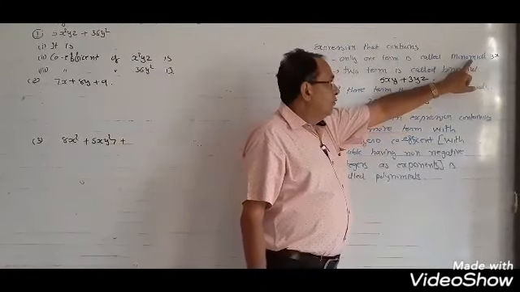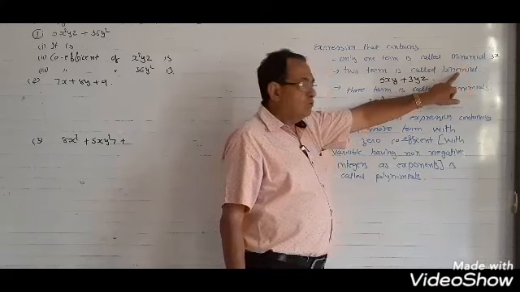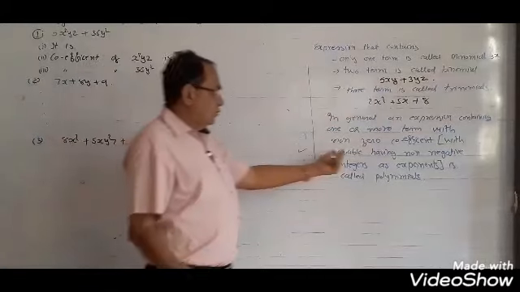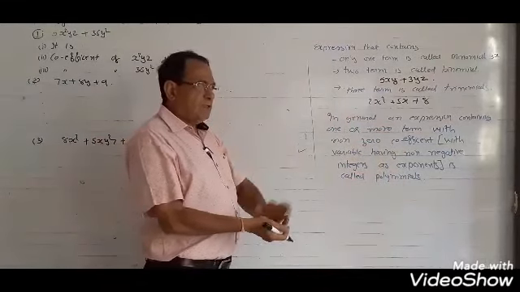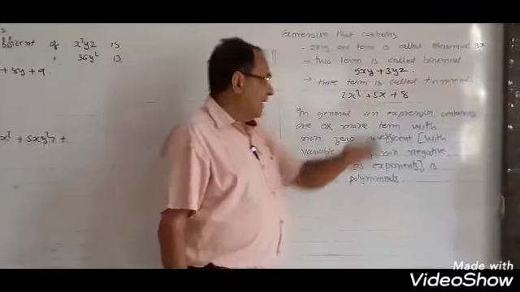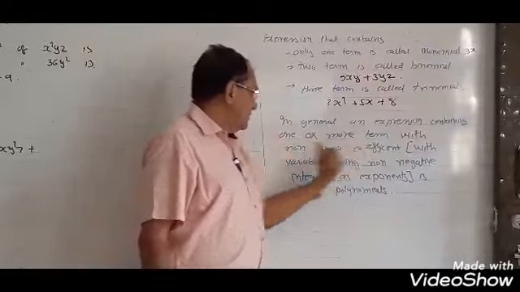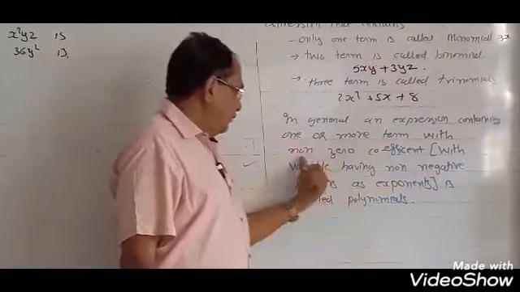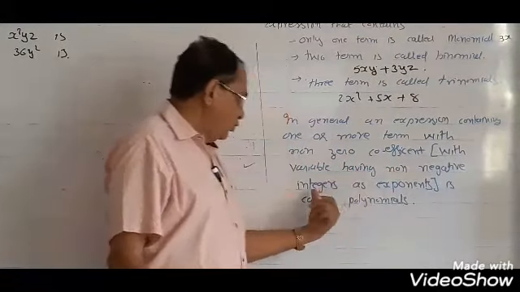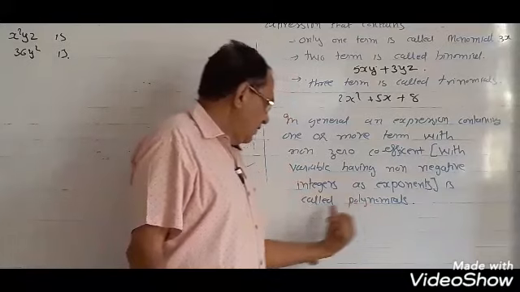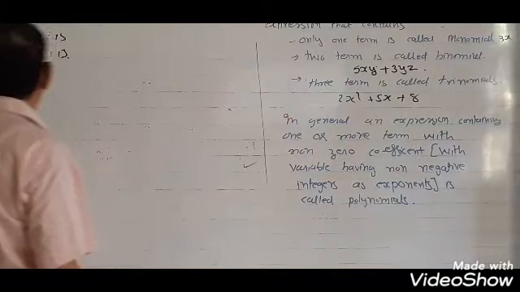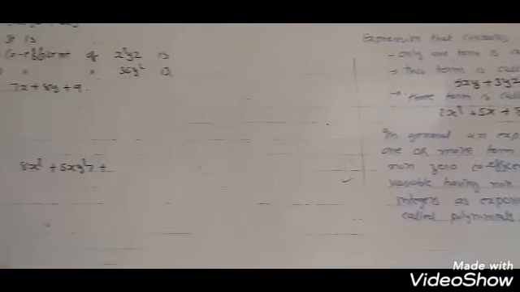Okay, monomial 1, binomial 2 and trinomial 3. If more than 3, it is also known as a polynomial. Polynomials may also be called monopolynomials, bipolynomials, like this way. In general, an expression containing one or more terms with non-zero coefficients, with variables having non-negative integers as exponents, is called a polynomial. Okay. Now, here I have taken a few sums.